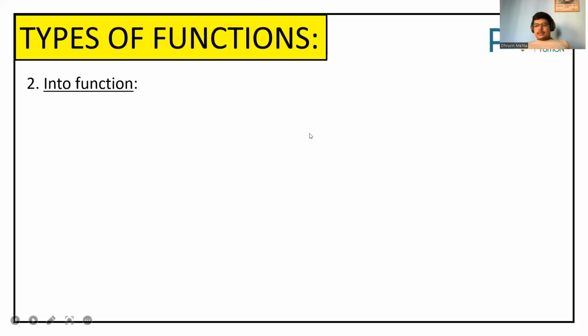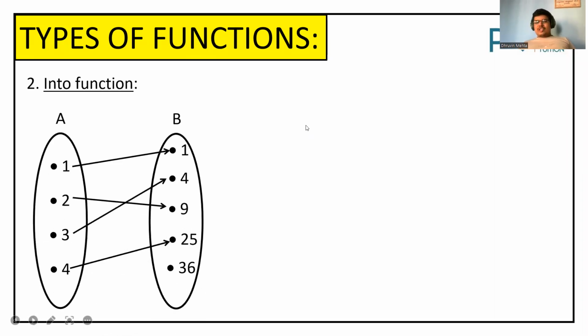Chalo, the next one is into function. Into and onto function. See, into function is that function where in the second set there will be at least one element which is not mapped. So you can remember this as incomplete basically. Into, the word, if you just look at this into, it looks like incomplete. You can remember it this way.